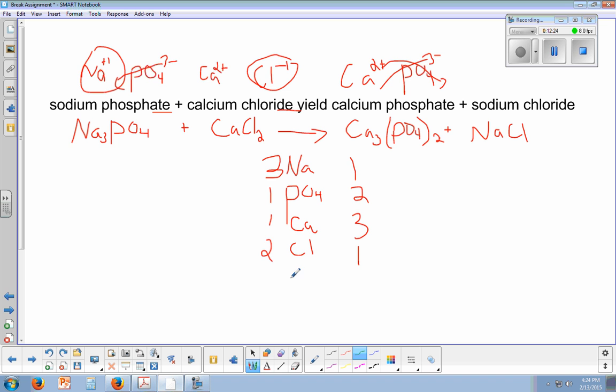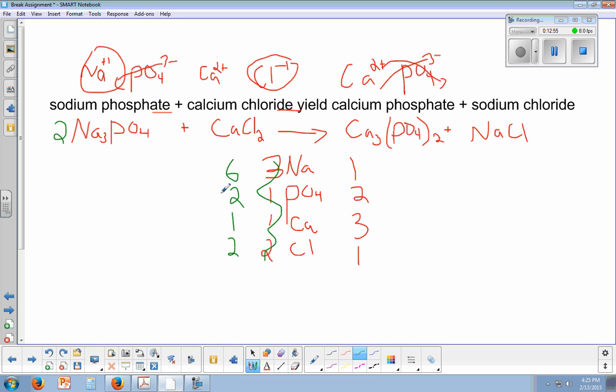So you may have some trial and error here. Maybe you want to use pencil when you do this. Don't get frustrated. It's kind of like a puzzle. So if it doesn't work out, then start over. Start from your count and try to start with a different one and see if you can get it. So I'm going to start with PO4. I want to make this side 2, so I'm going to start by putting a 2 in front of Na. So I'm going to cross these guys out. Na becomes 6, PO4 becomes 2, and I still have 1 calcium and 2 chlorine.